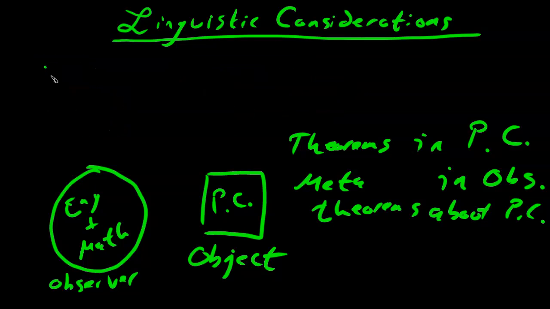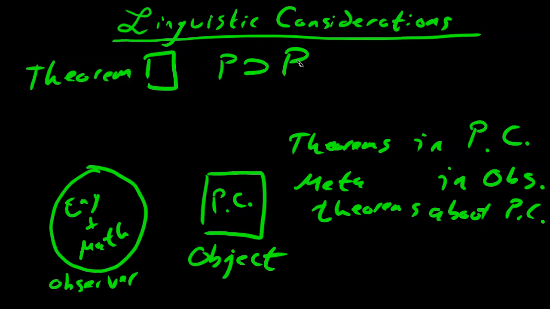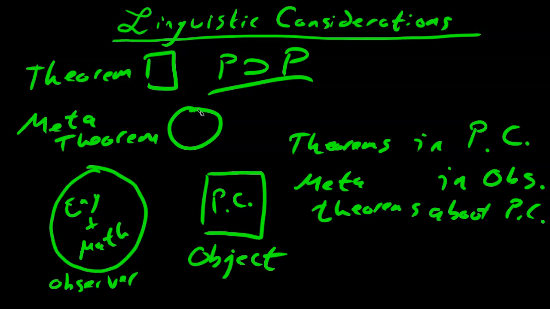As an example of a theorem in the propositional calculus, we may have something like P implies P. Every symbol in this statement belongs to the propositional calculus. But as an example of a meta-theorem, in the observer language, we might have something like A implies A. These symbols do not belong to the propositional calculus, but merely talk about it. But this distinction may make more sense as we go on.